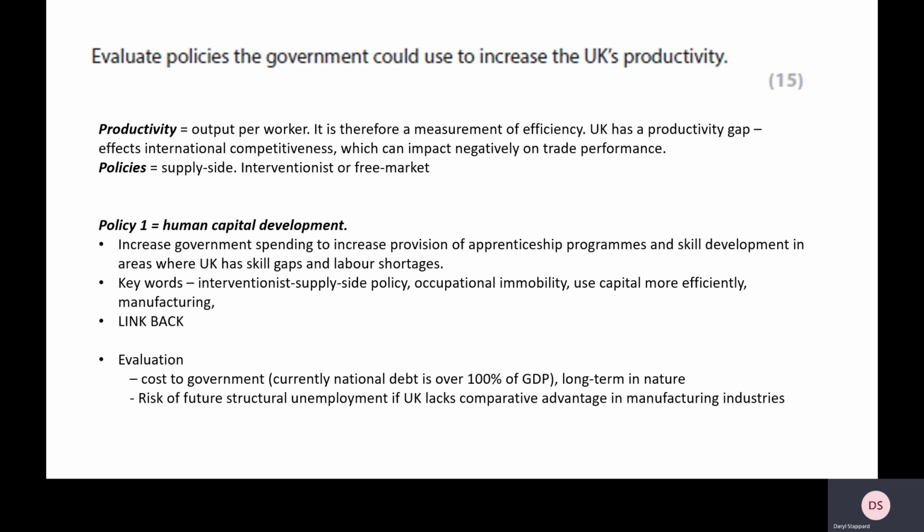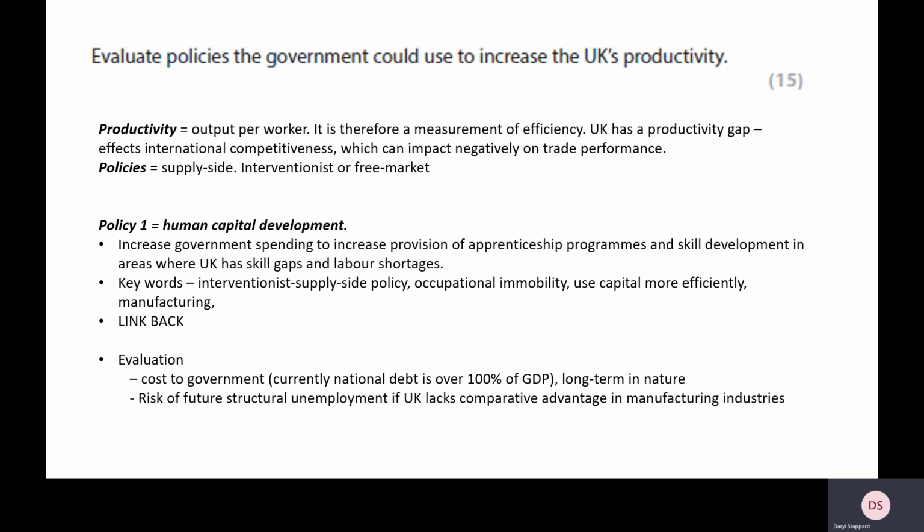So on these types of questions, what we'd look to do is to include two evaluated policies. So what we need to make sure we do is we talk about how these policies can improve productivity within the UK economy. So the answer would need clear reference to the UK economy to achieve top marks for application.